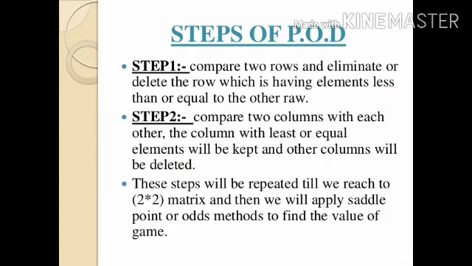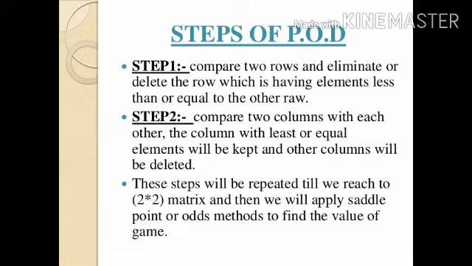Step 1. Compare two rows and delete the row which has elements less than or equal to the other row. Step 2. Compare two columns with each other. The column with less than or equal elements will be kept and the other column will be deleted. These steps will be repeated till we reach the 2 by 2 matrix, and then we apply a saddle point or an odds method to find the value of the game.